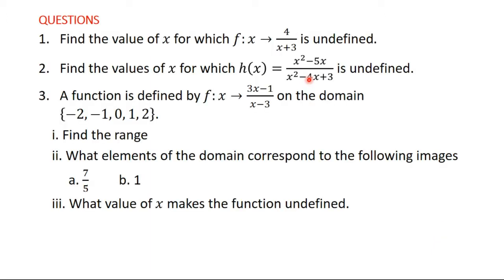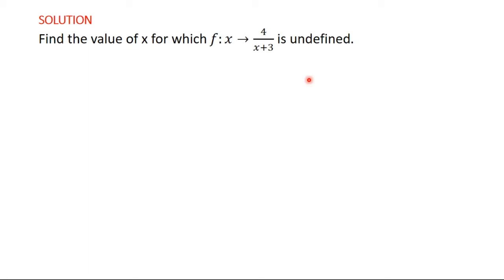So you have been given about 3 questions here. You pick them one after the other and solve. The first one says: find the value of x for which f of x given as 4 over x plus 3 is undefined. As we said, you change the f arrow x into f of x, then you change the arrow sign into the equal to sign. So we have f of x is equal to 4 over x plus 3.